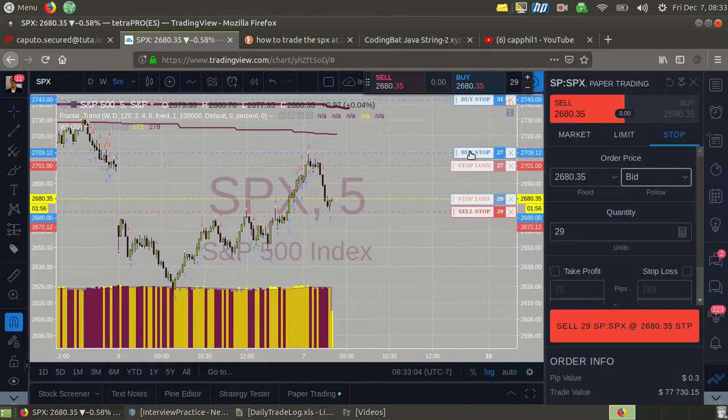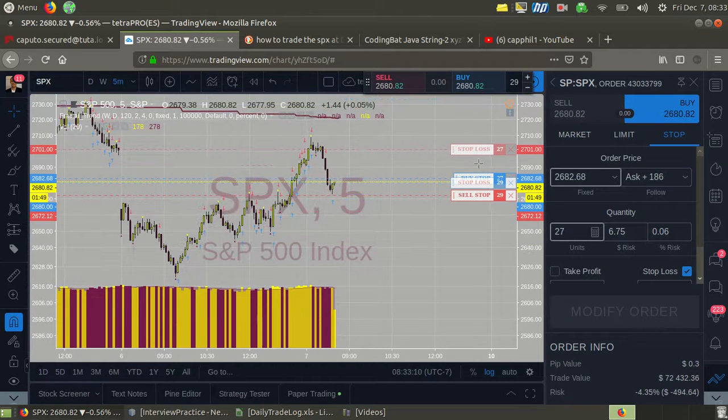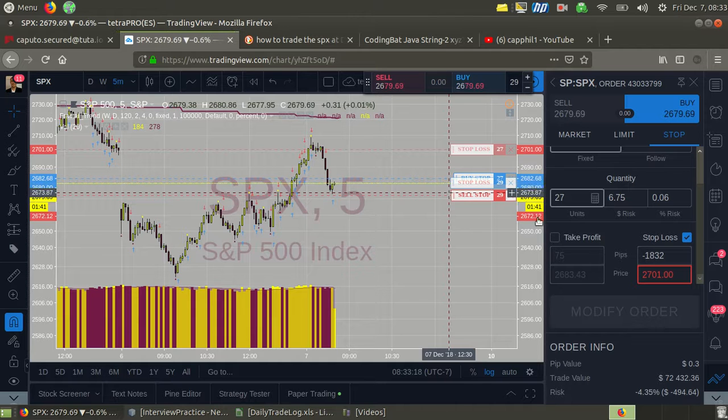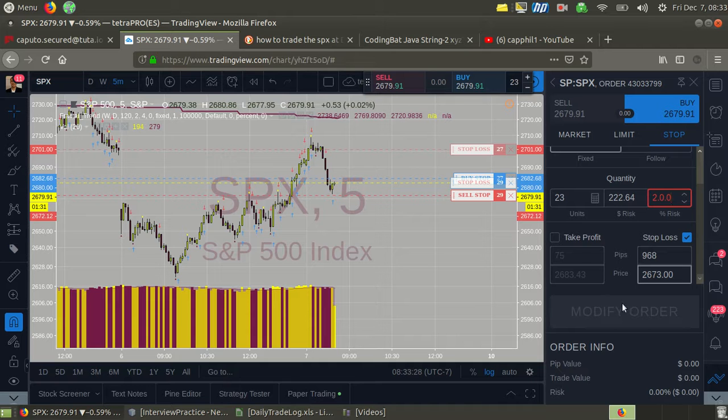Like, we can move this buy stop down to here if we wanted to, right? We could then take this sell stop and place it down here below this, like down here at 2673, right? Was that 2673? 2673.0. We want still only 2% risk on it. So let's modify that order.